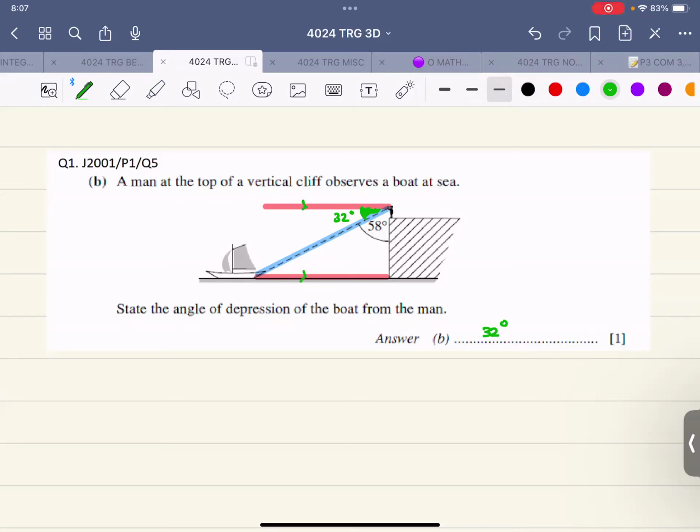And this is the angle that we are talking about. Also, if they say state the angle of elevation of the boat from the man, or of the man from the boat, the question could be asked like this also. Still, the answer would be the same because this angle is also 32 degrees. So that is a basic question clarifying this idea.